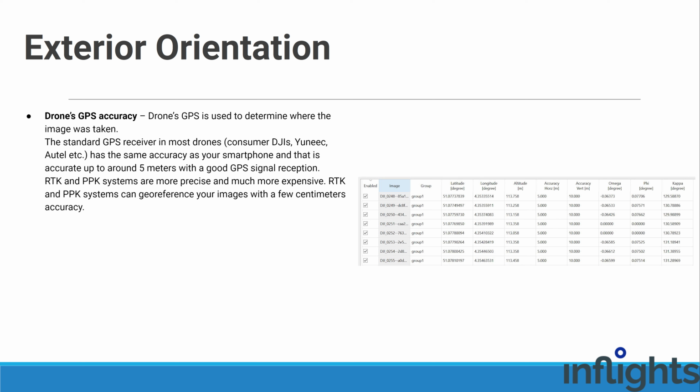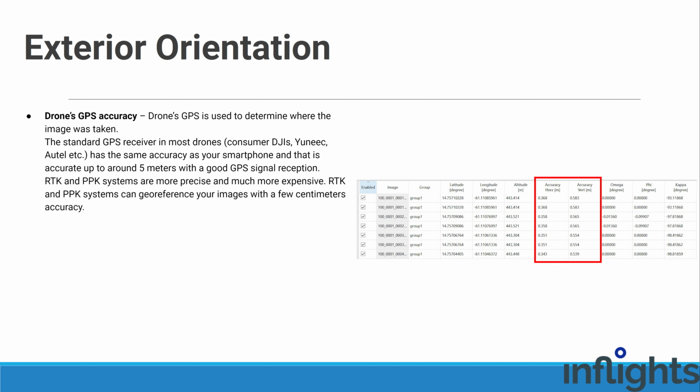Drone GPS accuracy. This information helps to determine where the image was taken. The standard GPS receiver in most drones, like consumer DJI drones, has the same accuracy as your smartphone, and it is accurate up to 5 meters with a good GPS signal reception. RTK and PPK systems are more precise and much more expensive. Those systems can georeference your images with few centimeter accuracy.